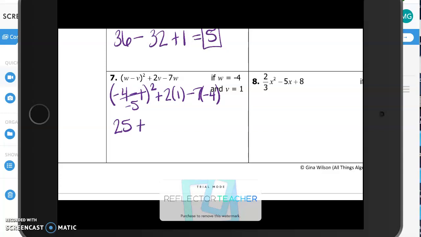Two times 1 is 2, so plus 2 minus 7 times -4 is -28. You also could see this as a -7 times a -4 and just put a plus sign right away. So 25 plus 2 plus 28 gives us 55 as our final answer.